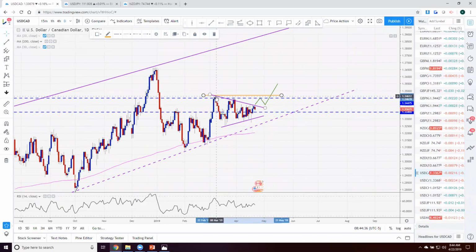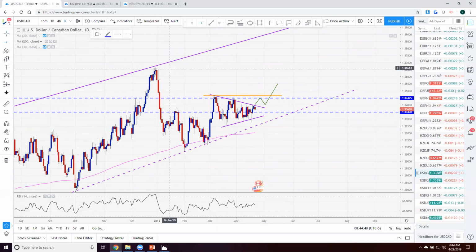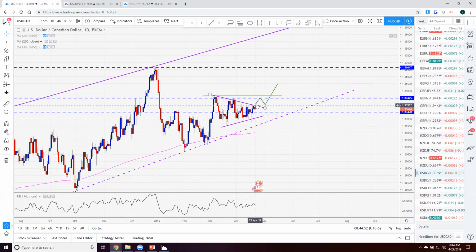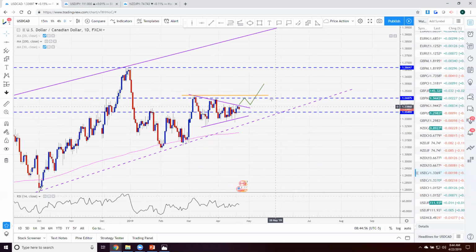Maybe a safer trade is to wait, break out of the high of this, just because the next resistance area is way up here at 36.70. So you'd still be okay to maybe wait. That's 200 pips rather than try to trade this choppiness. But again, every trader is different.